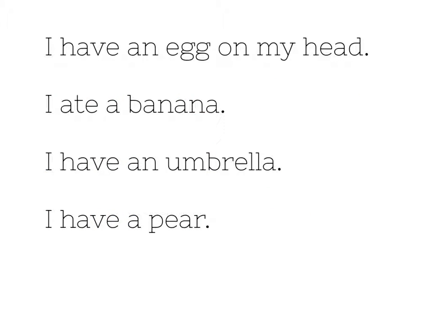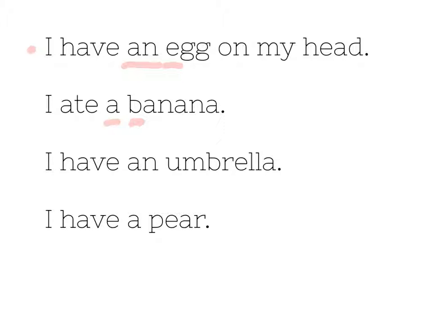Okay, so here are some examples. This first sentence here says, I have an egg on my head. Vowel, have to use an. The second sentence says, I ate a banana. The reason that it's a and not an is that this is not a vowel. B, banana, is a consonant. So the rule is that I can use a.